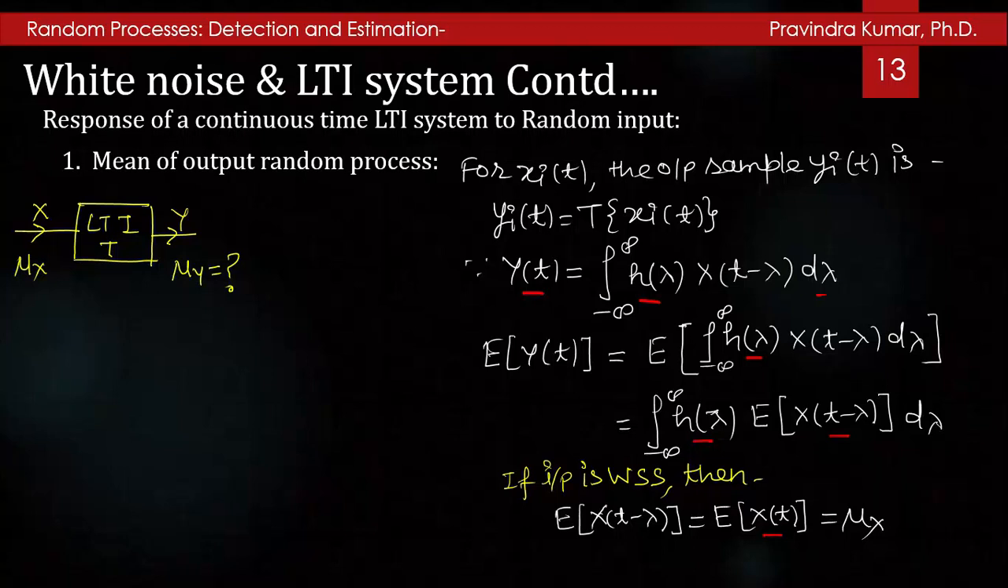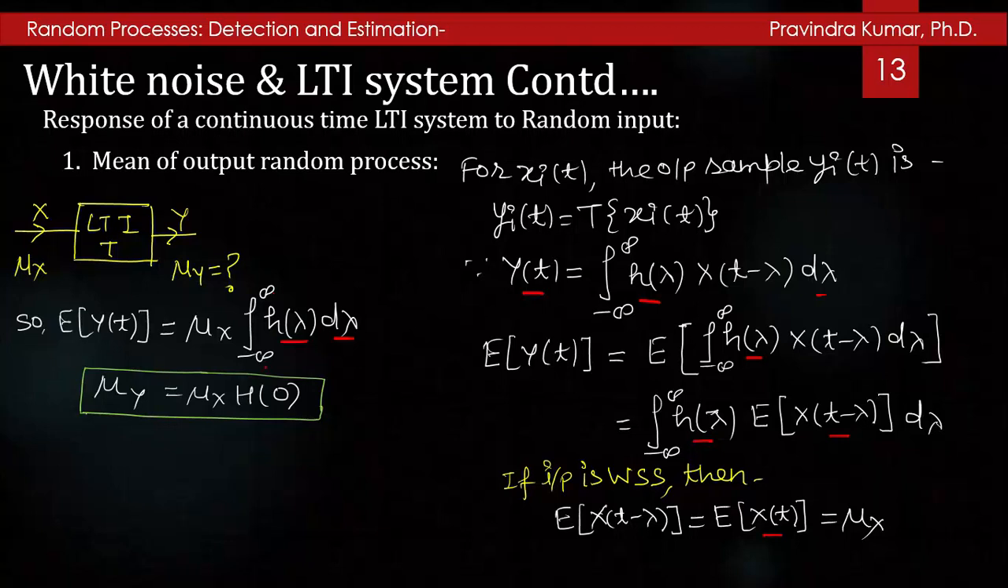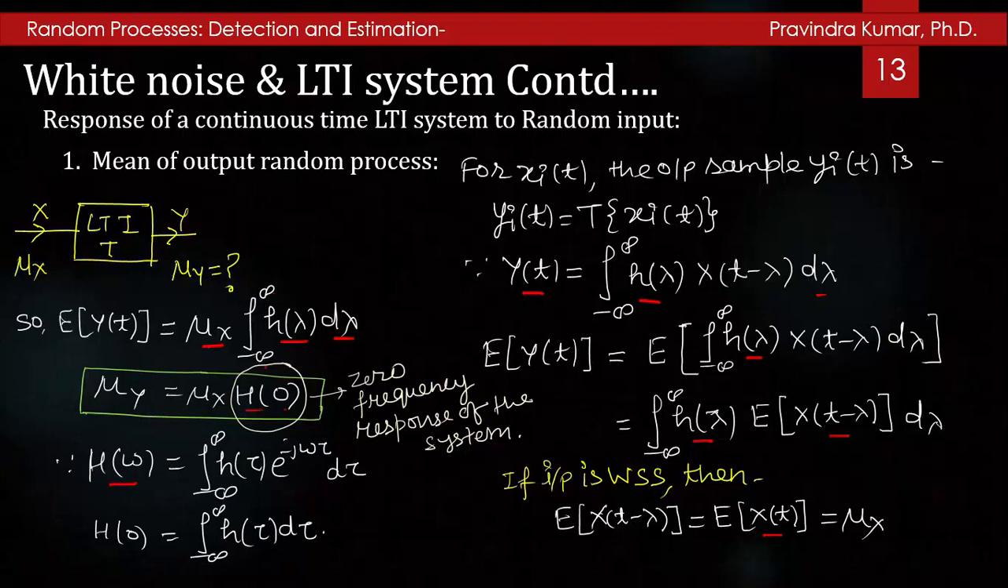So the expected value of x(t minus lambda) will be equal to mu x. So you can write here mu x times the integration from minus infinity to infinity of h(lambda) d lambda, and this you can write as mu y. The expected value of the output random variable y will be the expected value of the input random variable, and this part, the integration from minus infinity to infinity of h(lambda) d lambda, is H(0). This is the zero frequency response of the system, because the Fourier transform of the impulse response of the system is the integration from minus infinity to infinity of h(tau) e to the power minus j omega tau d tau. If I put omega 0, H(0) will be the integration from minus infinity to infinity of h(tau) d tau, so this is the zero frequency response of the system.